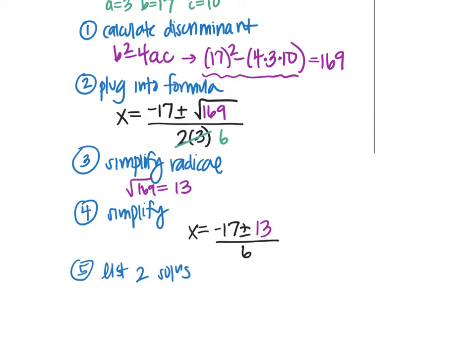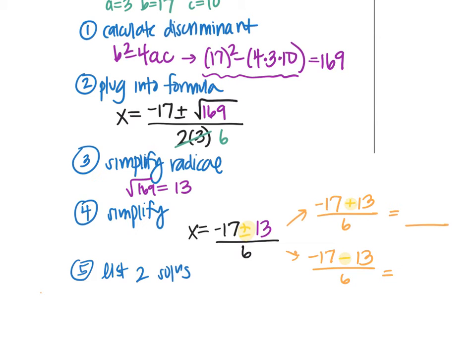So how do I get those? Here's what we're going to do. To get our two solutions, we're going to take negative 17 plus 13 over 6 and simplify. And we're going to take negative 17 minus 13 over 6 and simplify. So again, you may be asking, where does that simplifying come from? Remember, plus or minus is going to give us our two solutions. So we're going to break it up.